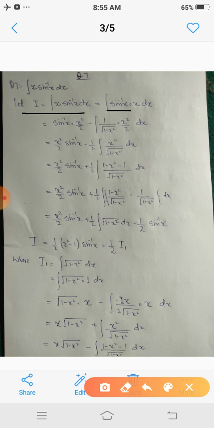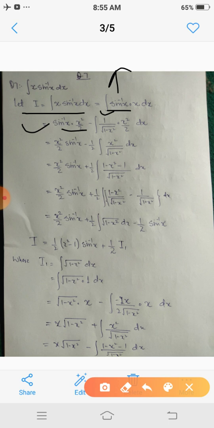By the product rule, its integration is the first function, sin inverse x, into the integral of the second, x^2 by 2, minus the integral of the differentiation of the first, that is 1 by root of 1 minus x^2, into the integral of the second, x^2 by 2, dx. So it is simply minus 1 by 2 times the integral of x^2 upon root of 1 minus x^2 dx.